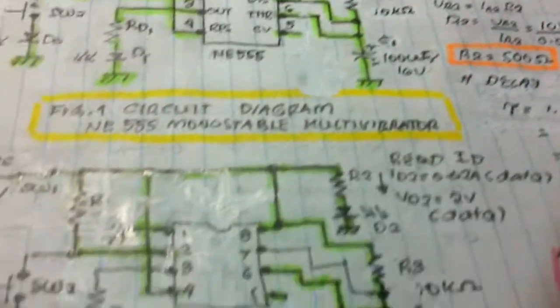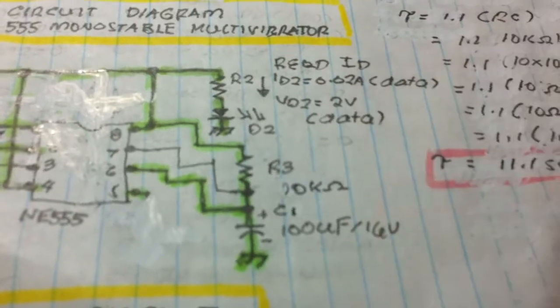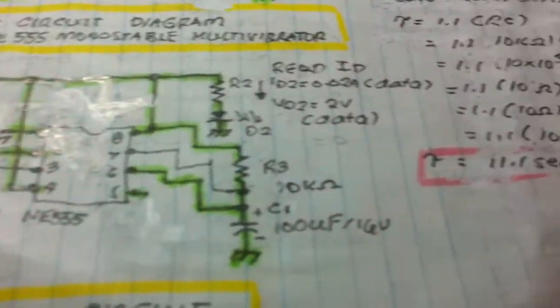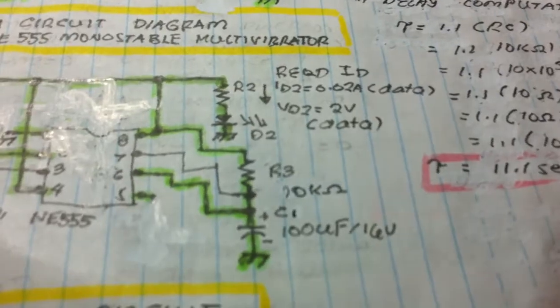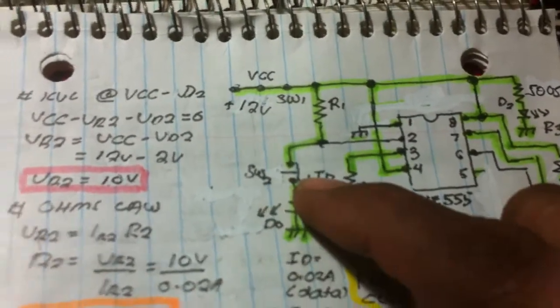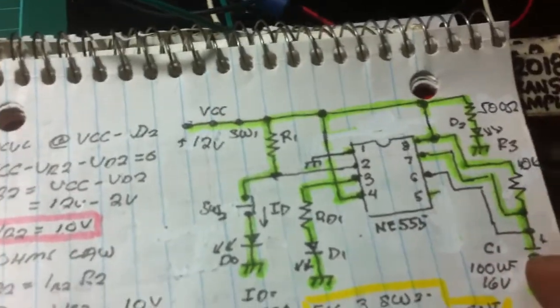In the stable state, I picked the arbitrary values 10K and 100 microfarad to control the circuit. The timing of the LED turning on and off is set by these two components, 10K and 100 microfarad. Now the capacitor is charging. Once you push the button, the LED turns on and slowly turns off. That serves as a timer switch.